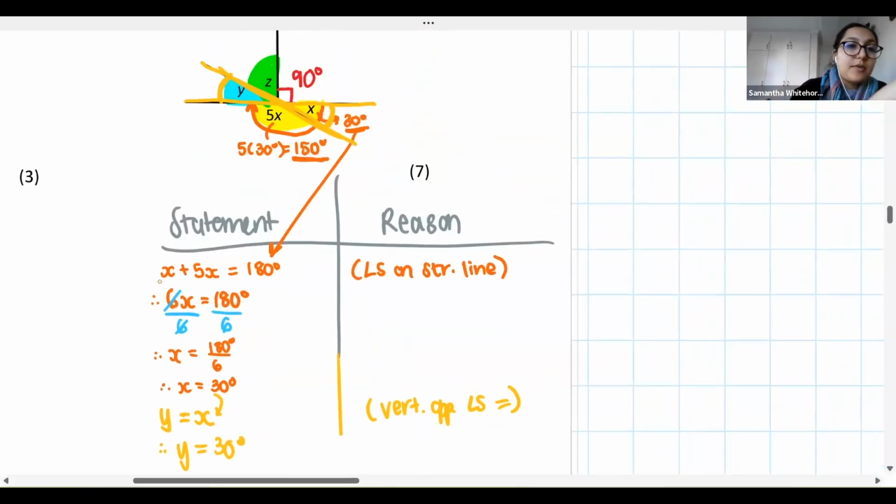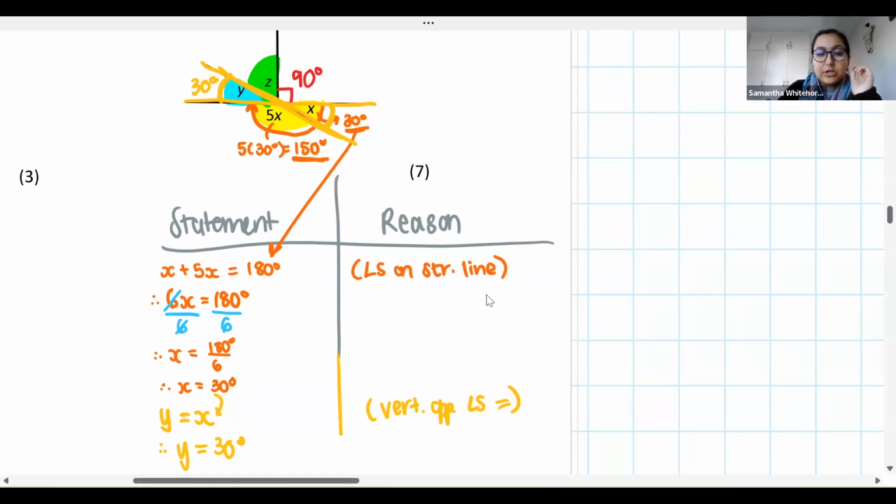So now I've worked out from my diagram that X is 30 degrees. There was a question about how did I get the 6? It has been answered, but to reiterate, how did I get 6? X plus 5X, they are like terms. And so if I've already got 5 X's and I add another X, I have 6X. So 6 is coming from adding my like terms.